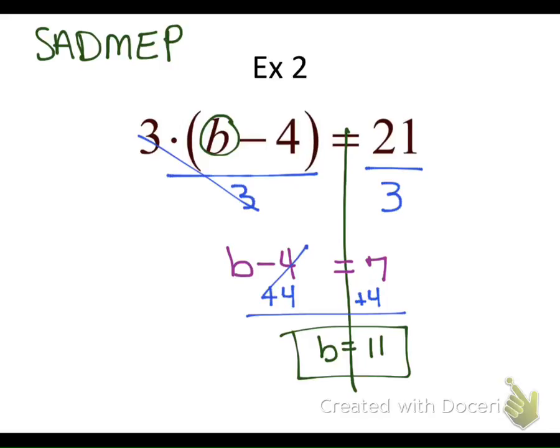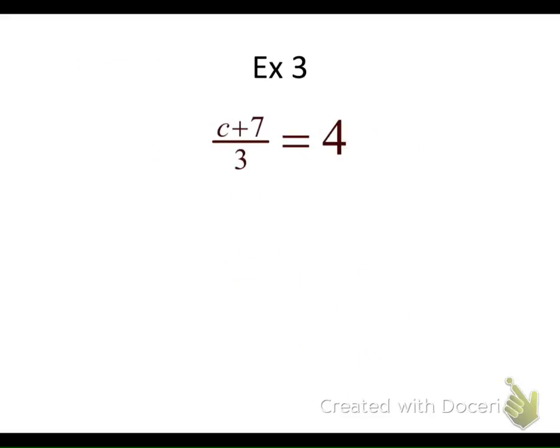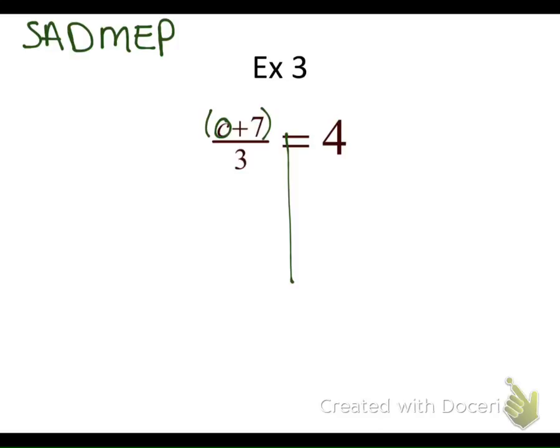Let's take a look at example number 3. Okay. Now, this one's a little complicated. So when you first initially look at this problem, you have a top and a bottom. Now your top part here is not just the variable. So it's not just c divided by 3. It's going to be c plus 7 divided by 3. So normally when you have a group of numbers like that as the numerator, you'd put parentheses around it. So we're going to go ahead and put parentheses around that.